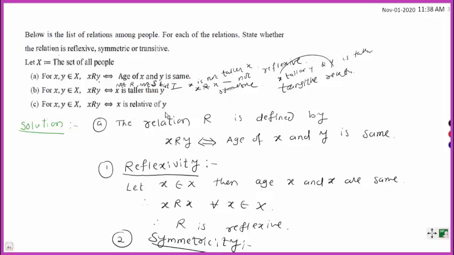Similarly, x is a relative of y and y is a relative of x. x is a relative of x, so this is reflexive, symmetric also, and transitive also. If x is a relative of y and y is a relative of z, then x is a relative of z. So in this way, we can check whether the given relation is reflexive, symmetric or transitive for a non-mathematical example, that is, the relations among the people. You may define x is R related to y if and only if x is a father of y, x is a sister of y. Likewise, the relations among the people can be considered as a relation on some set X where X is the set of people. Thank you, students.